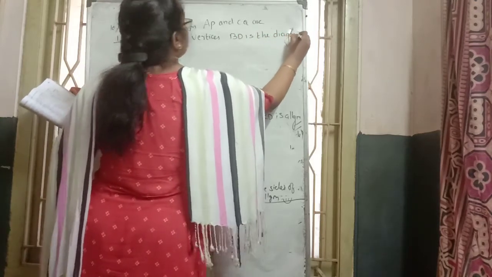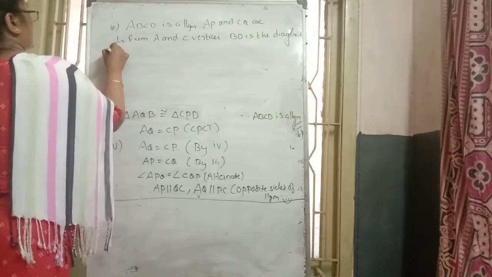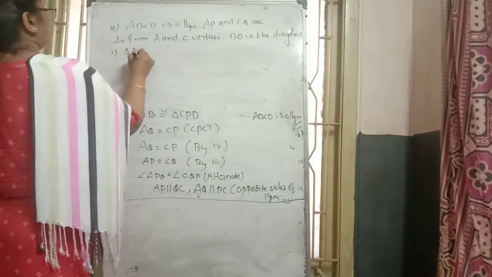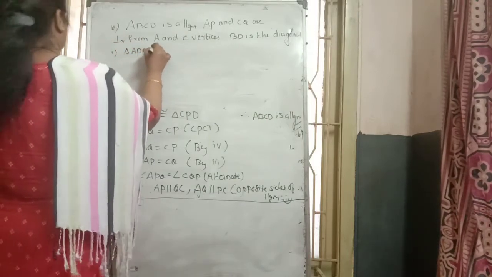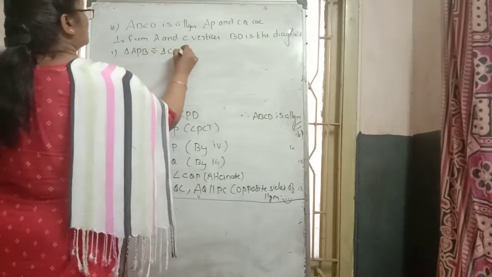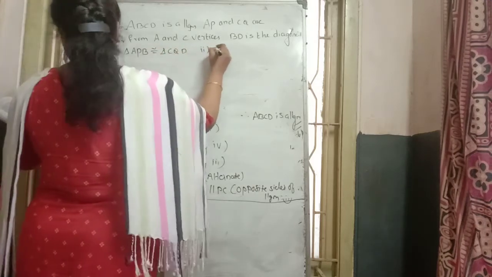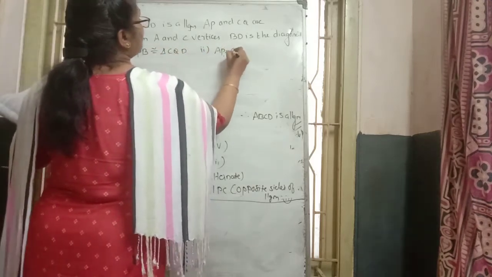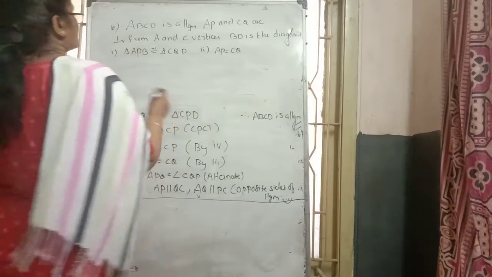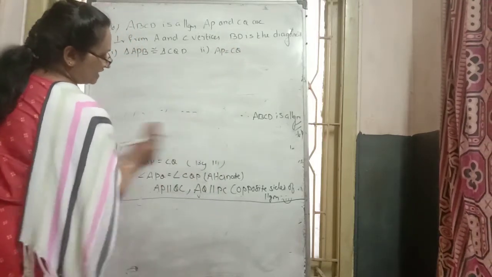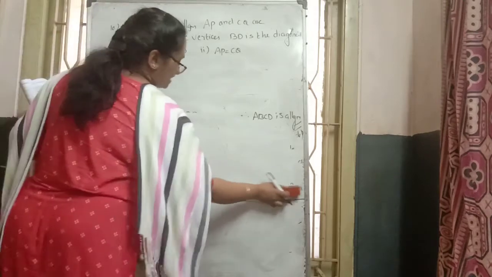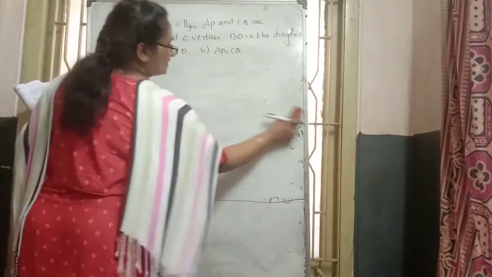Then what they ask you to prove is, first, that triangle APB is congruent to triangle CQD. Second, we want to prove that side AP is equal to side CQ. So first of all, we can draw the diagram.